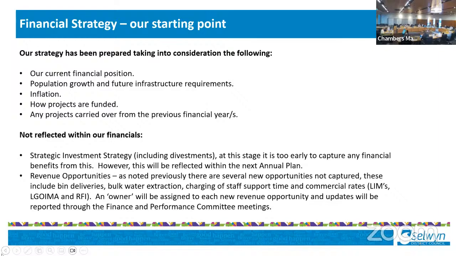So, how do we go about starting this? Our starting point is always looking at our current financial position. Where are we just now? What's the population growth, and what do we need in terms of future infrastructure requirements? That's all the information that the rest of the business pulls together around the projects that they want to be working on. It includes both CapEx and operating cost base.